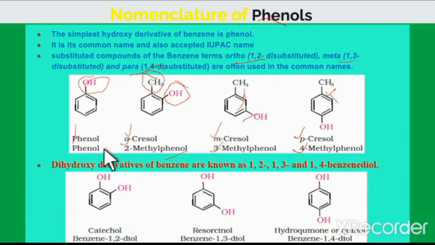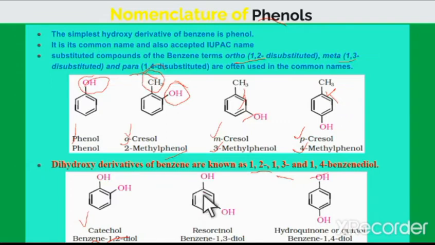Next, in the case of dihydroxy derivatives, those present at the 1,2, 1,3 and 1,4 positions of the benzene, we can write the common names and the IUPAC names as follows. The first one is when the hydroxy groups are at the 1,2 positions. The common name is catechol, whereas the IUPAC name is benzene-1,2-diol. This is the IUPAC name.